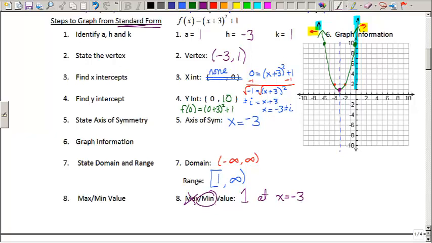And this is all the information that you'll be asked for on any type of problem that you'll see in this section, given the equation is given in standard form. Let's talk about these steps one more time. If you're trying to find the a, h, and k, it needs to be in standard form. The a is the coefficient in front, the h is next to the x being squared, and the k is on the outside. The vertex is always going to be h, k.